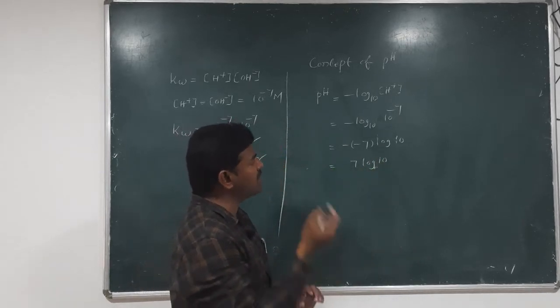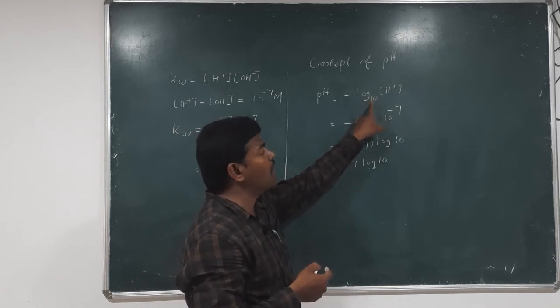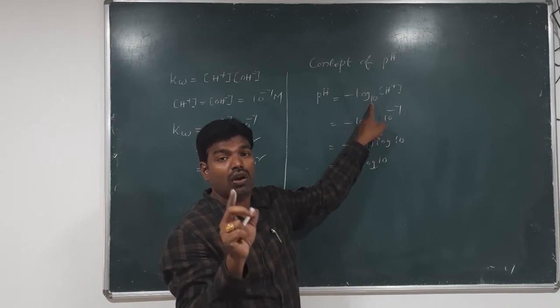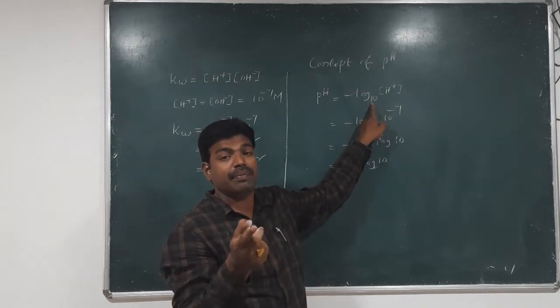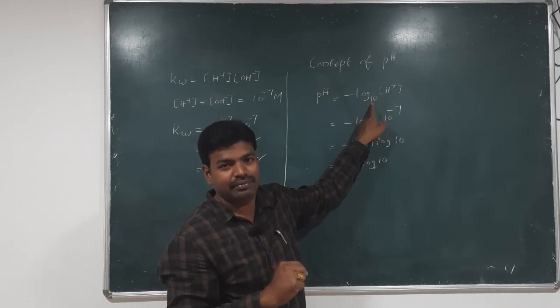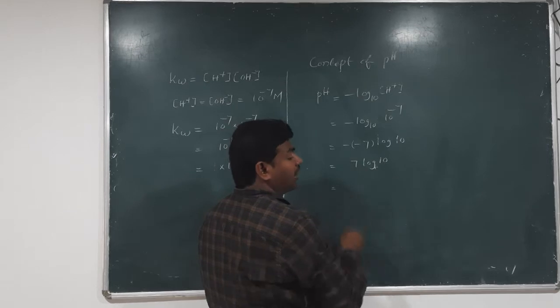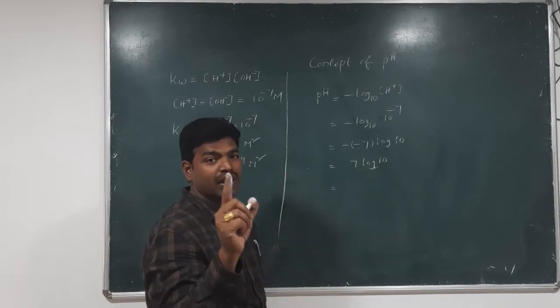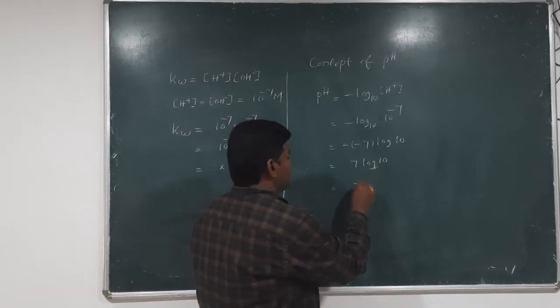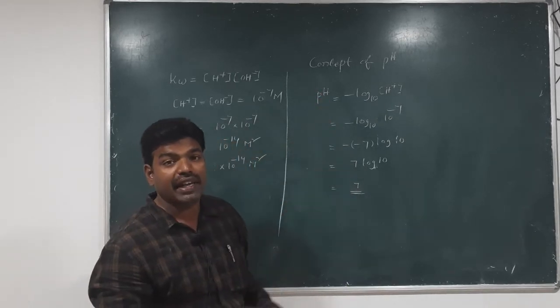You keep this point in your mind. This is base 10 logarithm, that is the Briggsian logarithm, and if it is base e, then it is called a Neperian logarithm, right? So 7 log 10, we know that the log 10 value is 1, so it is 7. So the pH of pure water is 7.